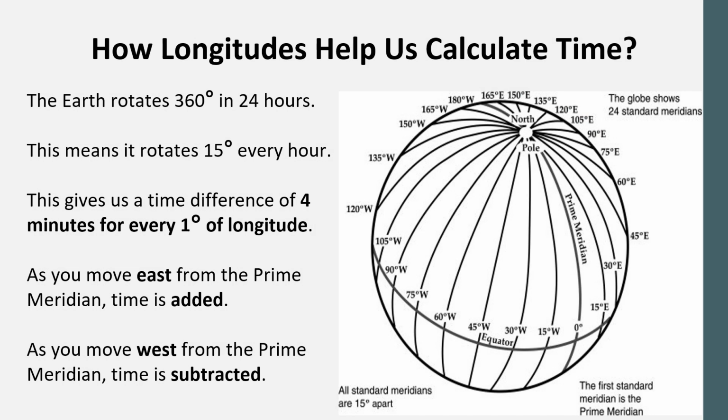How do longitudes help us calculate time? The Earth rotates 360 degrees in 24 hours. This means it rotates 15 degrees every hour. This gives us a time difference of 4 minutes for every 1 degree of longitude. As you move east from the prime meridian, time is added. As you move to the west from the prime meridian, time is subtracted.